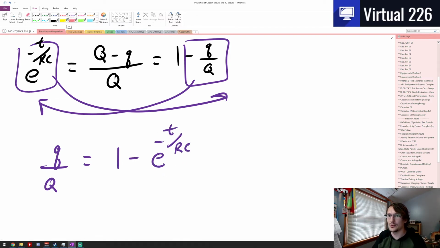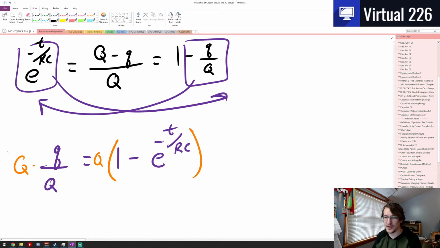And then what I'm going to do is I am going to multiply each side by this q here. And when I multiply each side by the q, remember, I'm multiplying by the entire term here, I'm going to have the final equation. And the final equation will look like this.